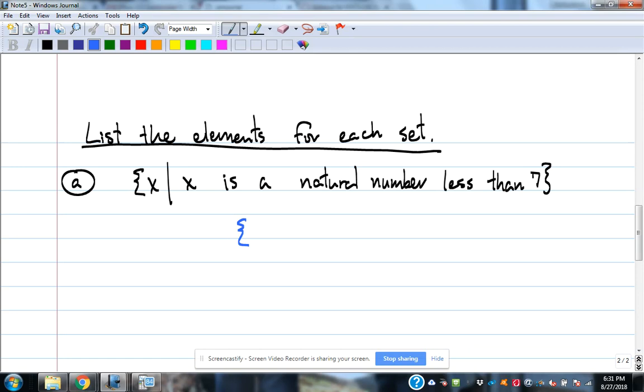What are the natural numbers that are less than 7? Why not 7? That's exactly right. It said less than, so we can't include 7. If it had said less than or equal to, then 7's included. So here's a finite set, and we've listed the elements in there.